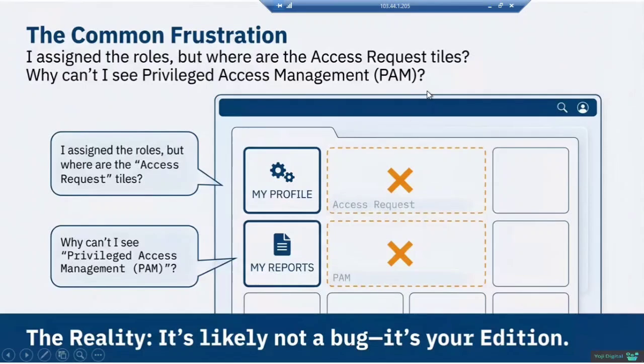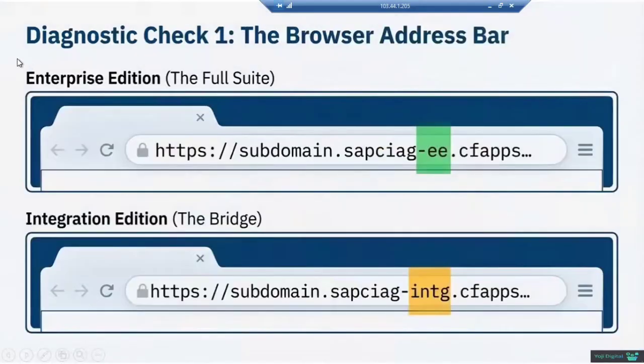So why are these tiles missing? This is not an issue with the roles. First we have to remember this is not an issue with the roles. The reality is it's likely not a bug. It's your edition, because IAG comes in two editions. One is the enterprise edition and the other is the integration edition. So which edition are you currently using? First we have to identify which edition you are currently using.